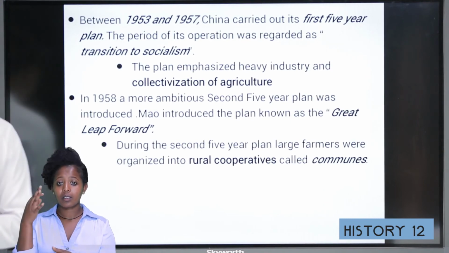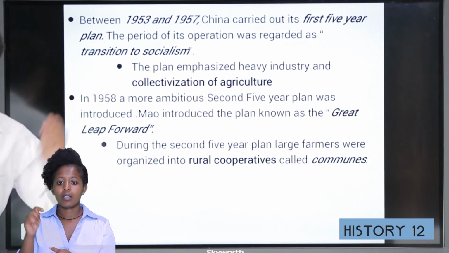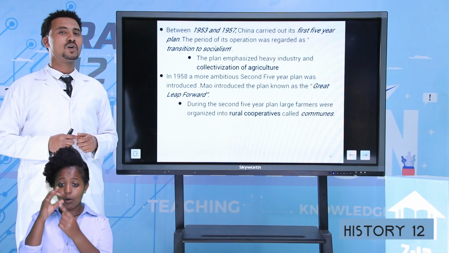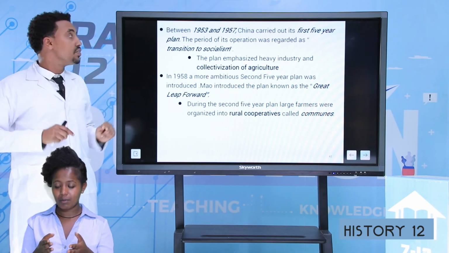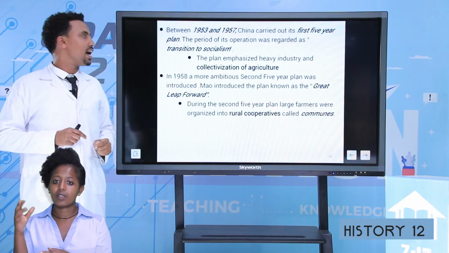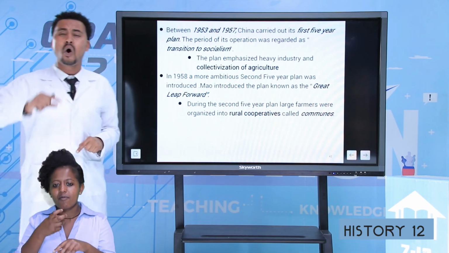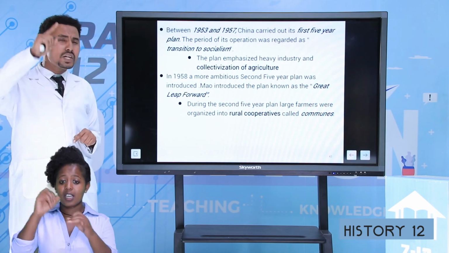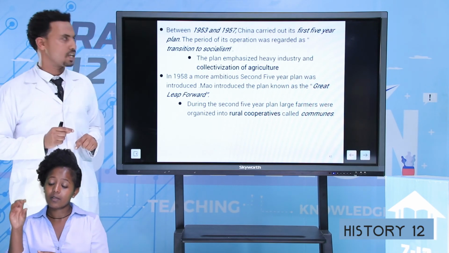Between 1953 and 1957 was the first five-year plan of Mao Zedong. This five-year plan was known as the transition to socialism. This plan emphasized heavy industry and collectivization of agriculture.